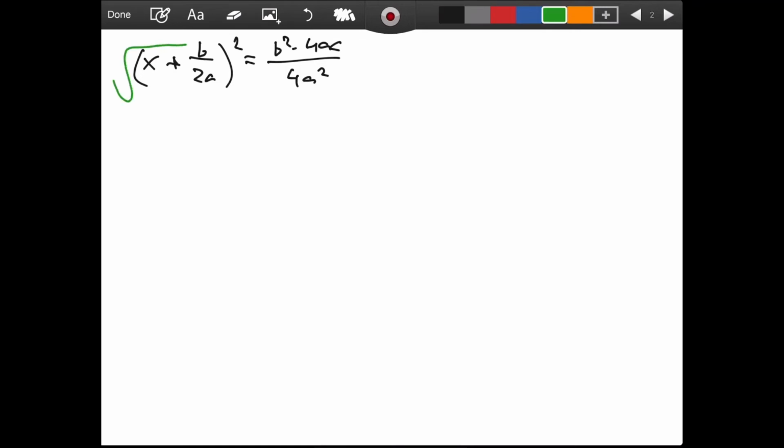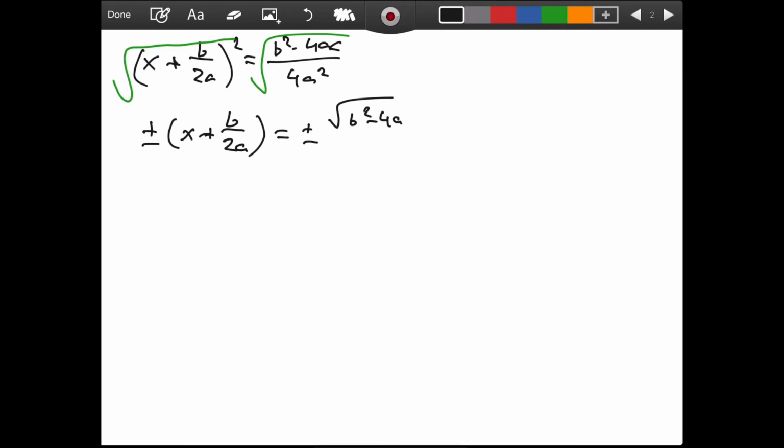Well, let's take the square root of both sides. When we do this, we will have plus or minus x plus b over 2a. This will be equal to plus or minus the square root of b squared minus 4ac, and we can take 4a squared out of the square root as 2a. Of course, we have our plus or minus here.